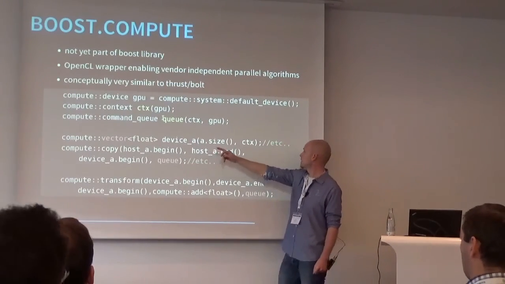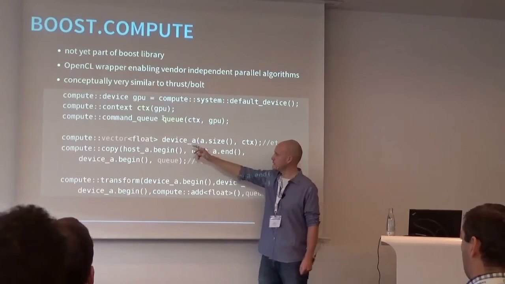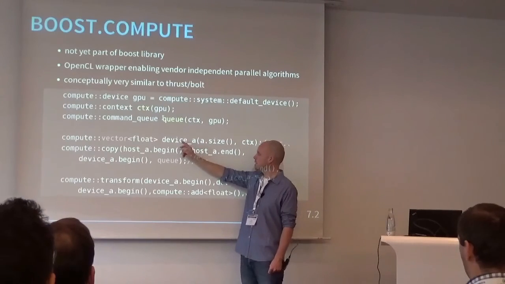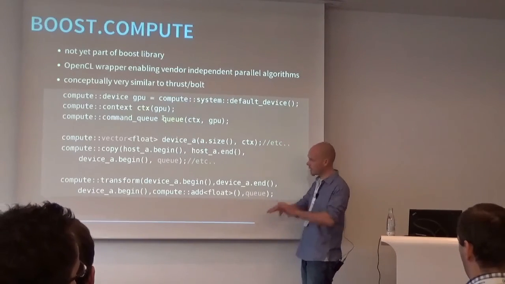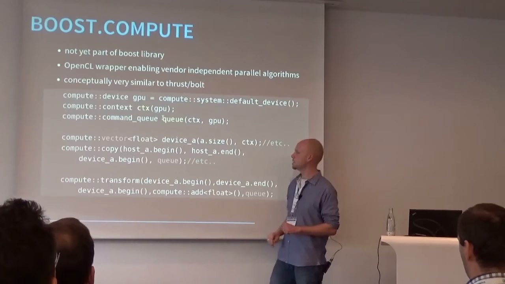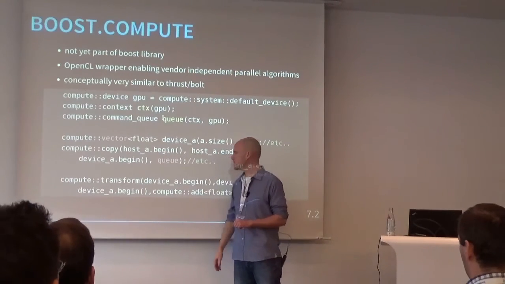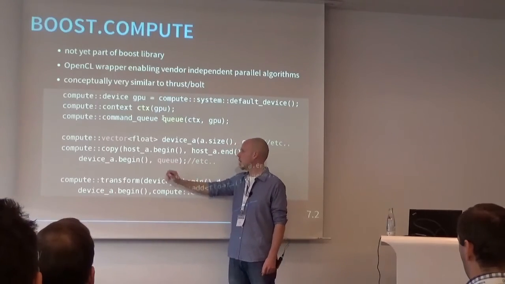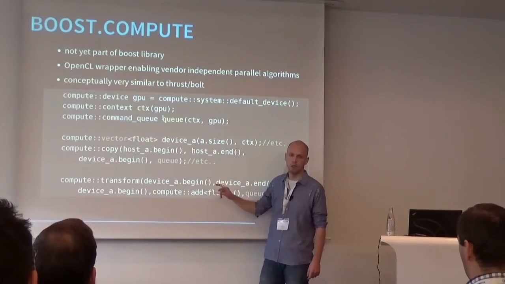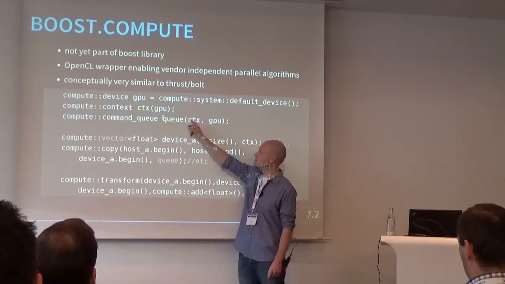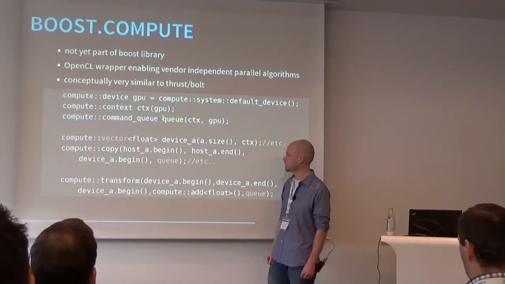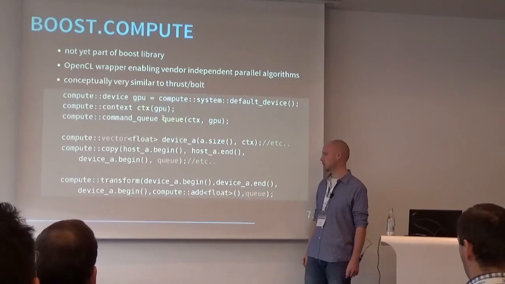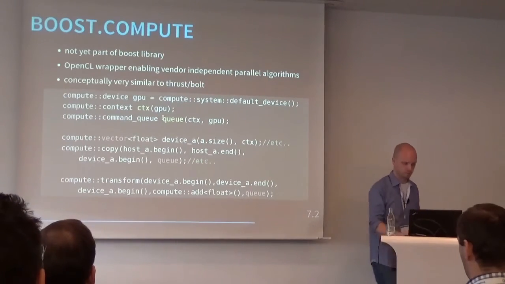It's very similar to Thrust. Once you instantiate this, as far as I understood, it is basically telling the system that this needs to be available on the device. You can do manual copies, and this looks very similar to the standard copy, only that you have to provide the queue. So this is basically a heritage from OpenCL. And then you can do, very similar to the standard, the algorithm that you would like to.